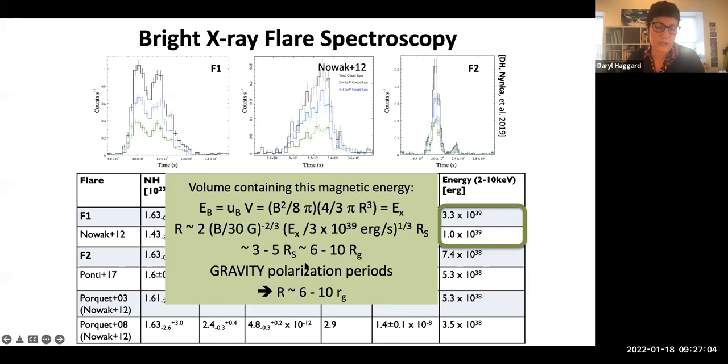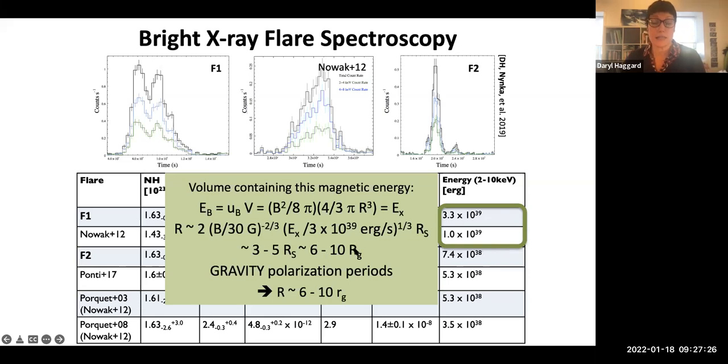I won't walk you through this equation right now, but if you make some very simple sort of physical arguments about the volume that you could use to contain this amount of magnetic energy, if you say the magnetic energy is roughly equal to the X-rays, you find that the size scale for that volume is something like 6 to 10 gravitational radii.